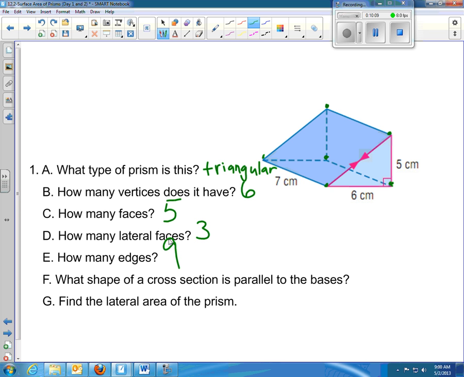And then G, find the lateral area of the prism. Remember, lateral area is perimeter of the base times the height. Perimeter of the base. Well, our base is the triangle, and we have 2 out of the 3 sides. It is a right triangle, so we're going to use the Pythagorean theorem to find what our missing side is. Go ahead and do that.